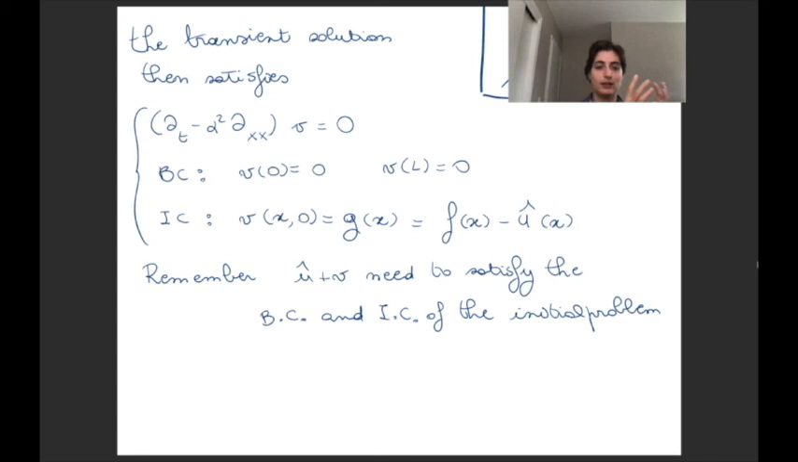You can think about it because you want u hat plus v to satisfy the boundary condition and the initial condition of the initial problem. So their sum needs to satisfy both. u hat was satisfying the inhomogeneous boundary conditions, so v is left to satisfy the homogeneous boundary conditions. And u hat was not satisfying the initial condition at all, so v has to fix whatever u hat has left behind.